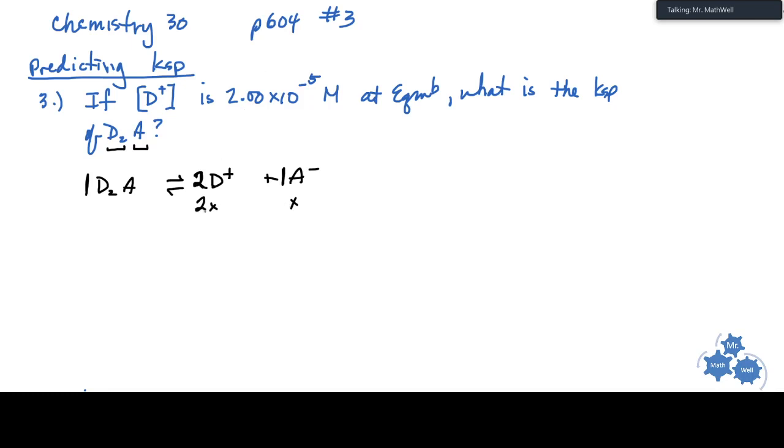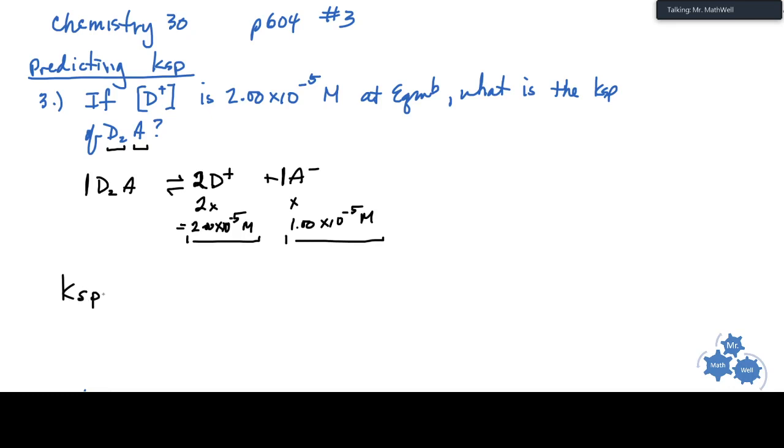So if D is equal to 2.00 × 10^-5 molar, then what is A? Well, A is 1.00 × 10^-5 molar. You see that? So that's just a simple ratio, the molar ratio of the dissociation equation there. So if I know what these two concentrations are, now I can find the Ksp.